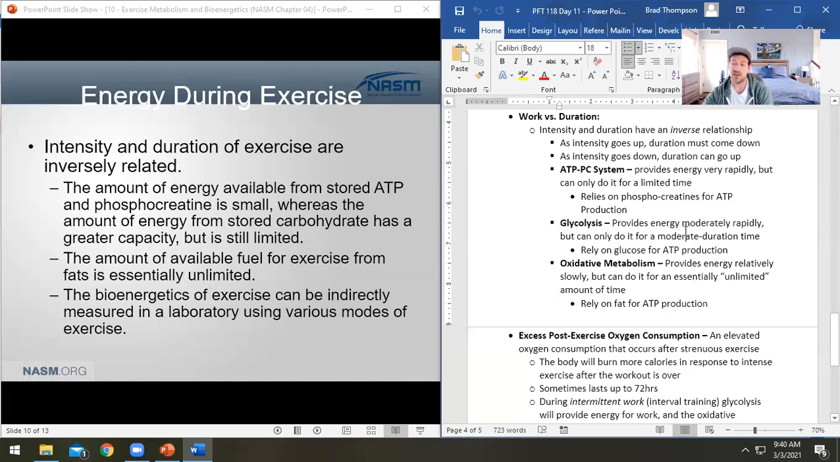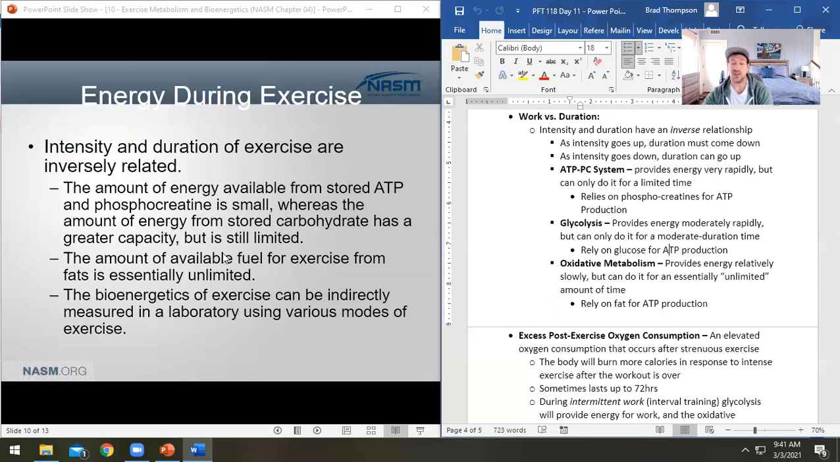Glycolysis provides energy for moderate intensity, moderate work. And so we can rely on that for a pretty long duration, but not that long. The amount of energy from carbohydrates has a much greater capacity, but still very limited. Only 1% of your body weight is carbohydrates. So it's not that much, right? So the amount of glucose that you've got for ATP production from glycolysis is still relatively limited.